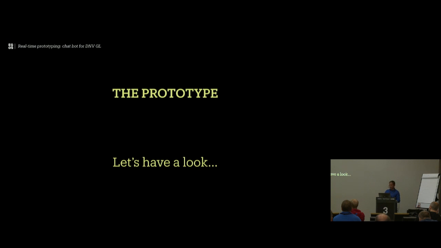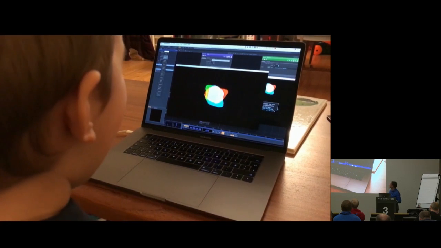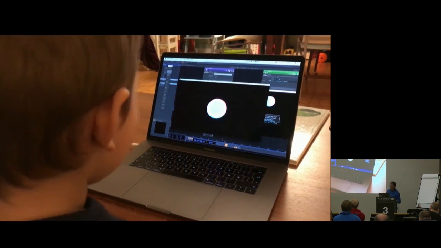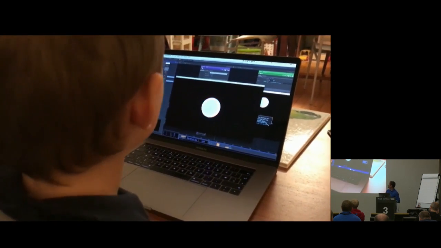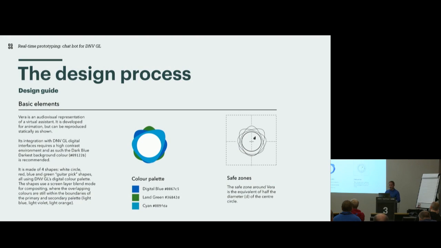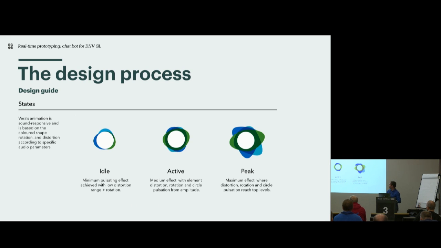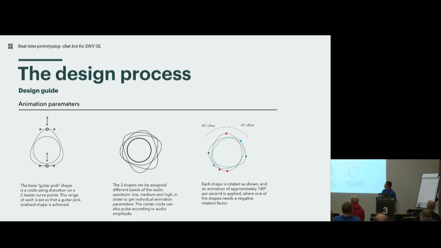So I did some user testing with my son. Here he is, trying it out. So I think even a 3-year-old can be a good test subject. The design process enabled us to convey the basic elements of what this entity, this character, which was a more abstract shape now, could be, and deliver them to developers and tell them these are the final colors, how it would be on idle mode, active, and peak, what would be the animation parameters, etc.